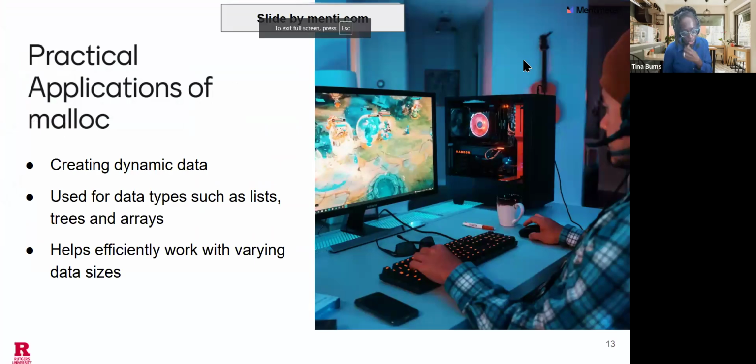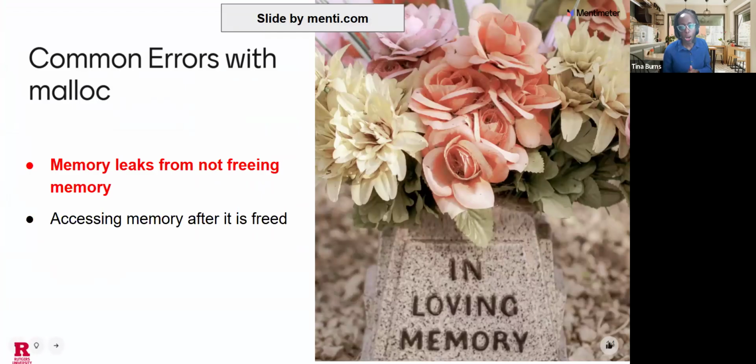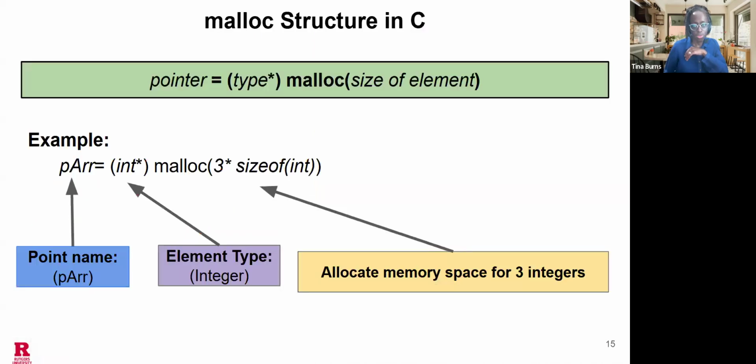All right, so you can efficiently work with these varying data sizes. Some of the common errors that you're going to see are memory leaks from not freeing the memory, not being able to access the memory after it's freed, and incorrect size allocation, which causes a buffer overflow. And you might have another problem where you're not dynamically checking for null. All right.